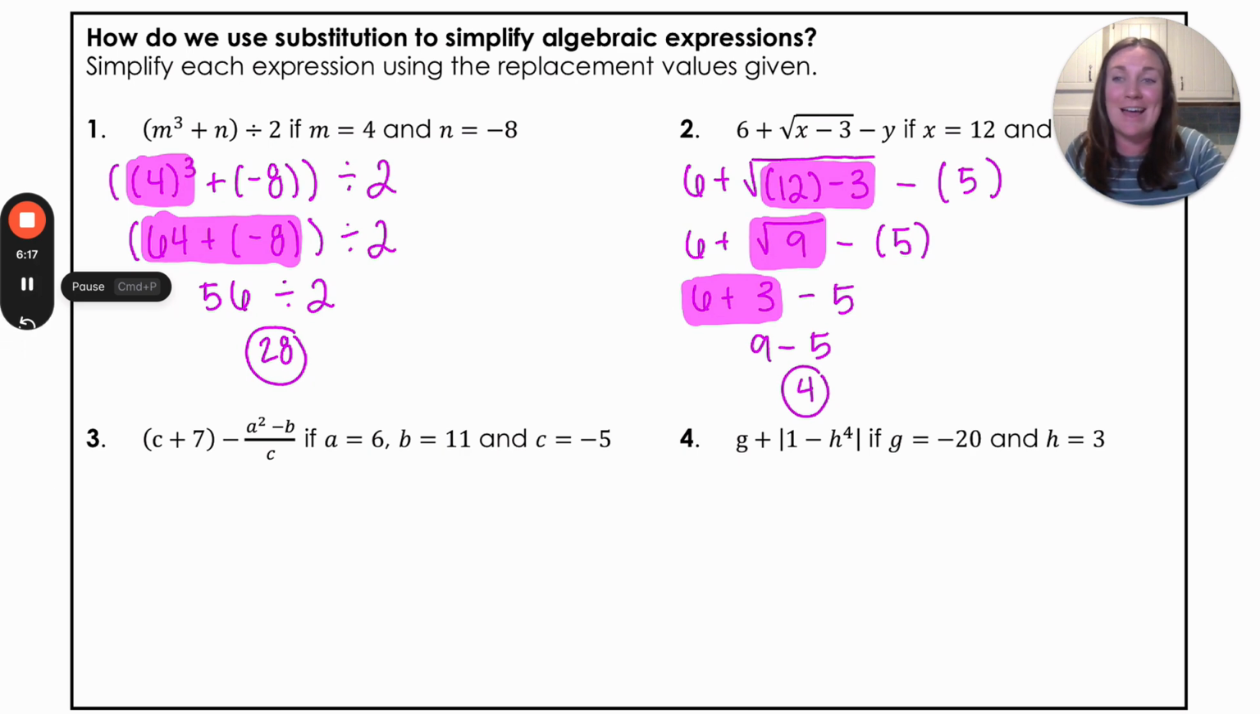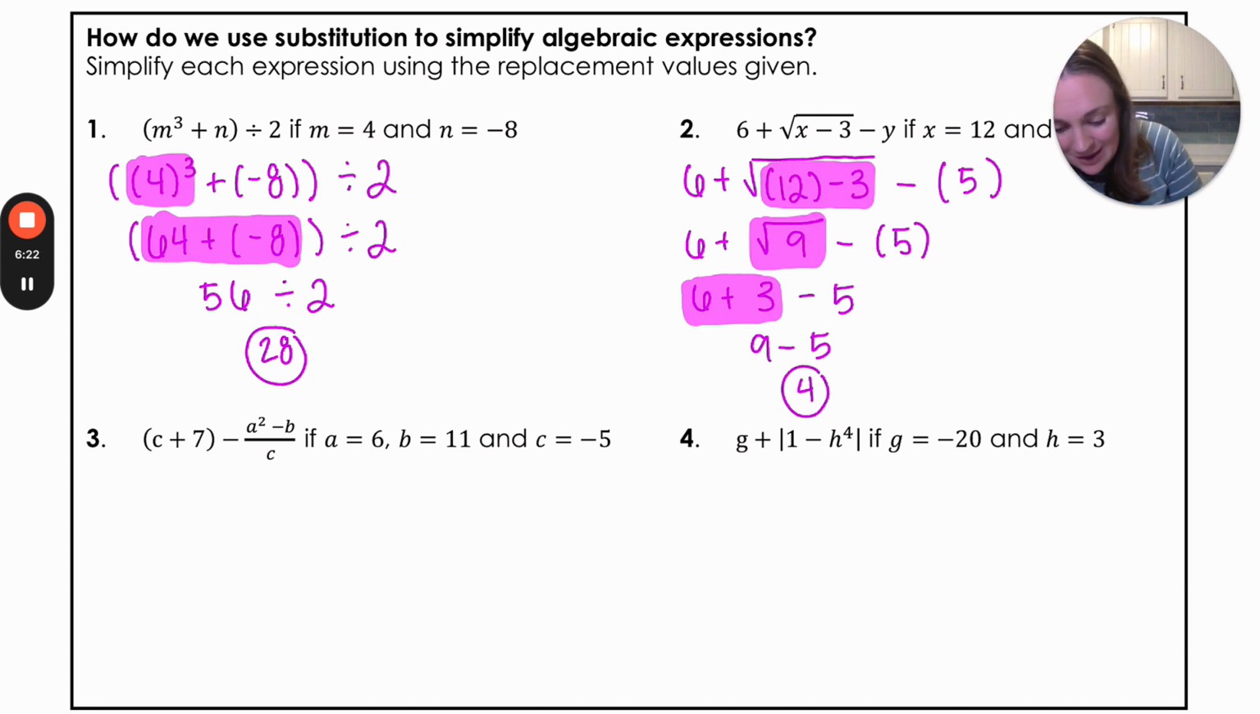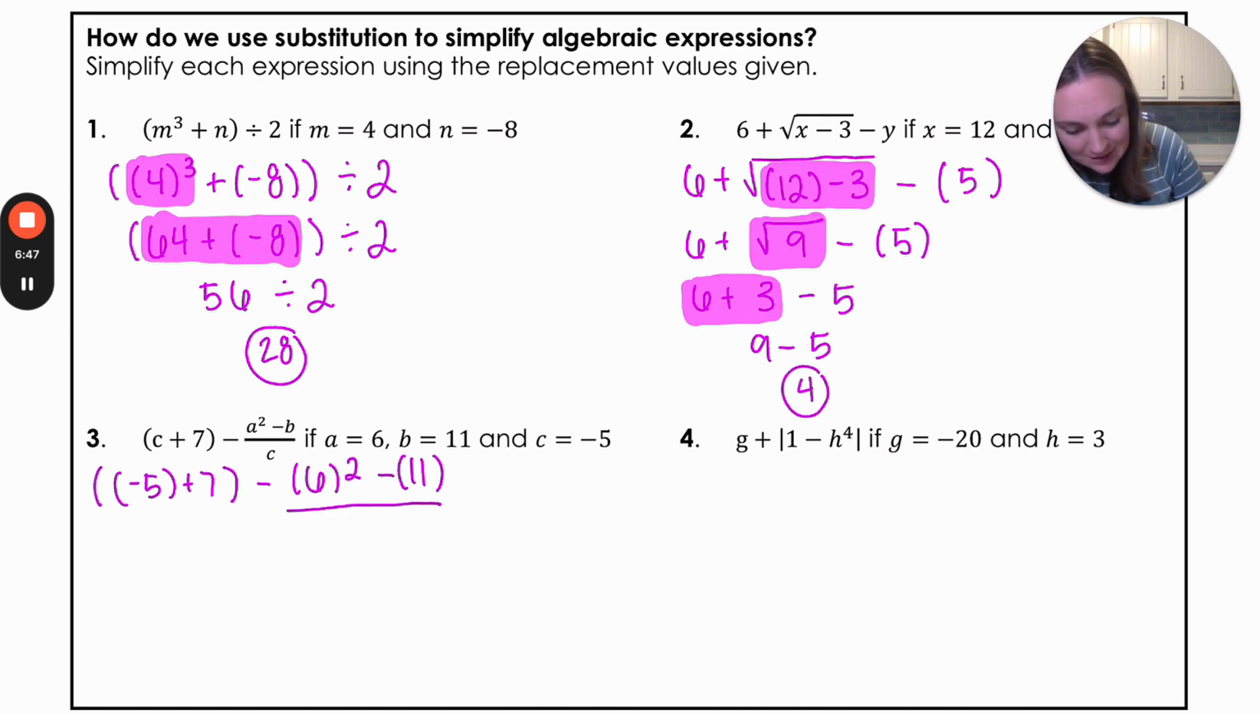Okay, moving on to our last two examples. So this time we have 3 variables that we're replacing. So I'm going to take that parentheses and I'm replacing my c with negative 5 this time. So negative 5 plus 7. I'm going to do that minus, and then up top I have that a squared, which we're replacing with 6. So 6 squared minus our b we're replacing with 11, all over c again, which was that negative 5.